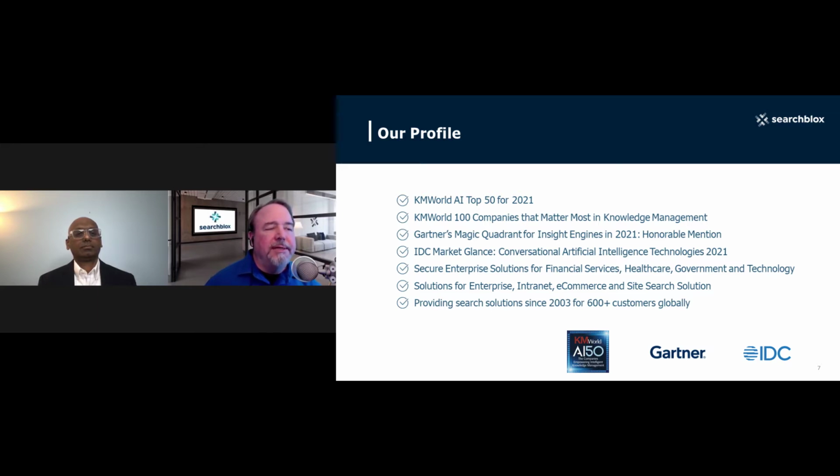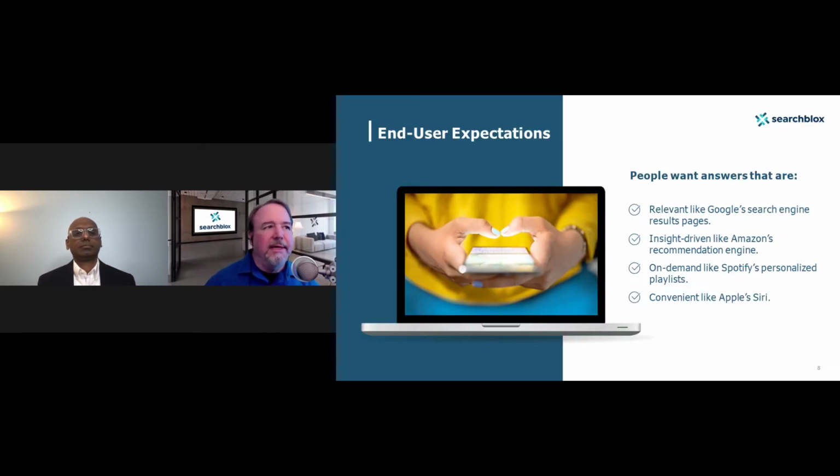So let's jump into what we're hearing from end users. What do end users want when it comes to search? Well, essentially, end users are very sophisticated. They already have tools that they use at home, on their phone, other companies. And when they come to work or come to your website, they have the same expectations. Things that we hear are, they want answers that are relevant, like Google's search engine, insight-driven, like Amazon's recommendation engine, on-demand, like Spotify's personalized playlist, and convenient, like Apple's Hey Siri.